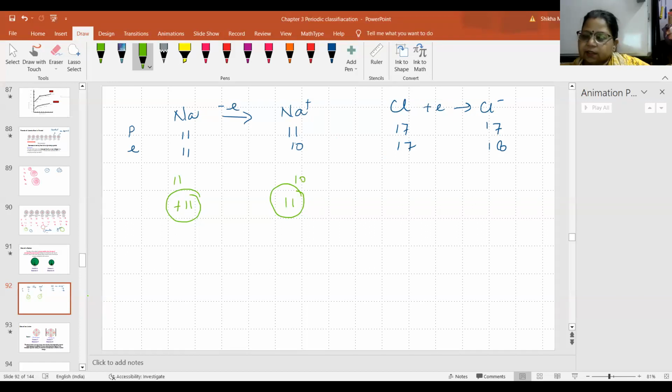Any idea, Shweta? Can you repeat what you asked? What will happen to the force of attraction? We have 11, it will be greater in sodium or sodium plus. Ma'am, sodium atom will be greater, but sodium plus will have more energy to pull the electrons towards the nucleus. Okay. Ananya, what is your take?